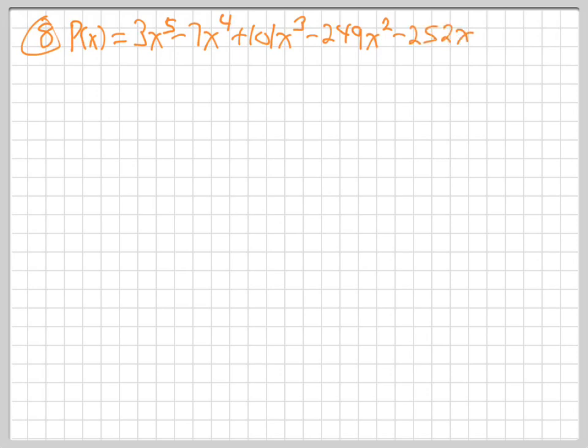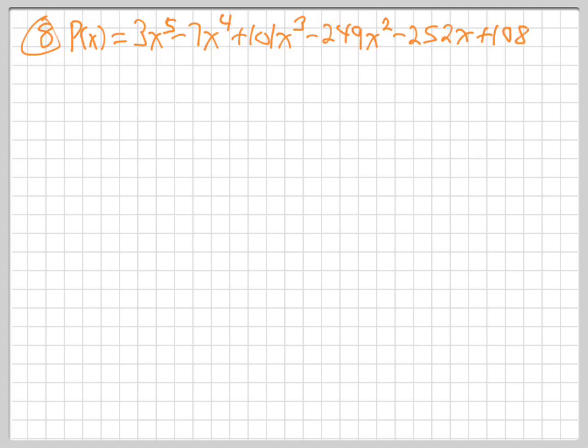So now on number 8, we have the function p of x equals 3x to the 5th minus 7x to the 4th plus 101x cubed minus 249x squared minus 252x plus 108. It's a big function.